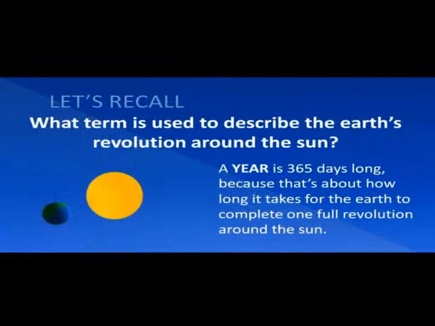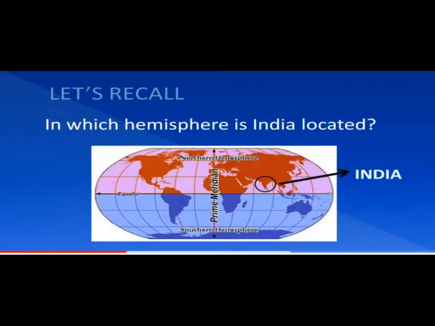Now, what term is used to describe the Earth's revolution around the sun? You know, students, a year is 365 days long, because that's about how long it takes for Earth to complete one full revolution around the sun.